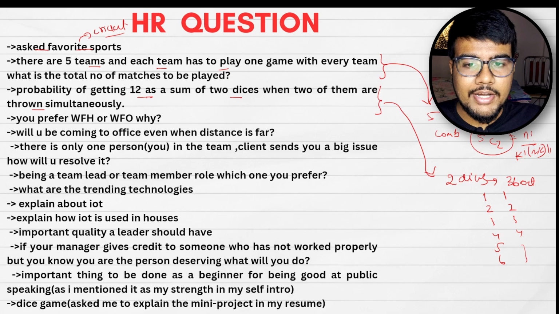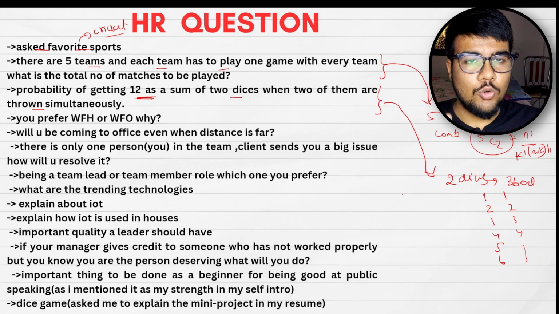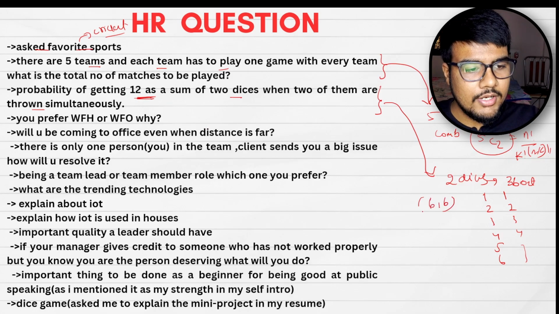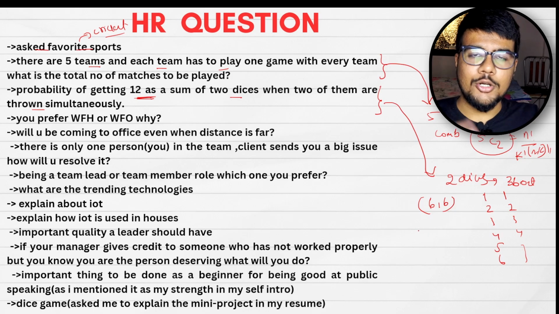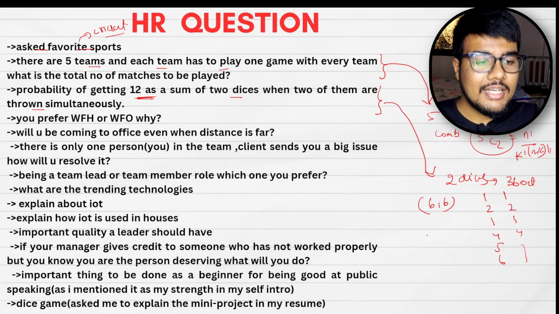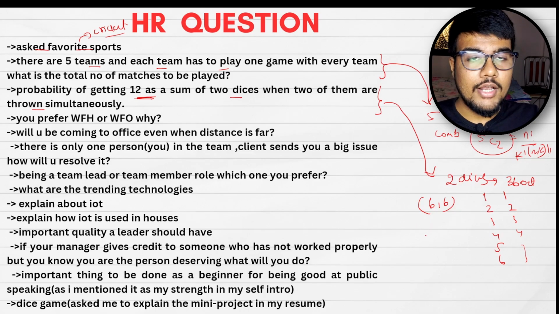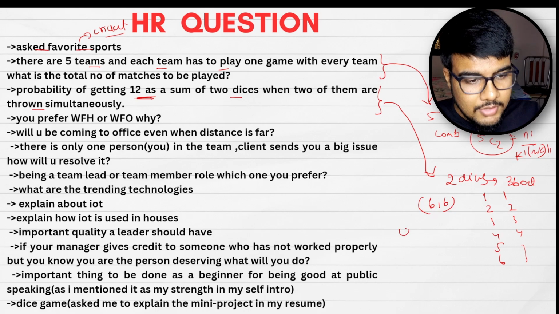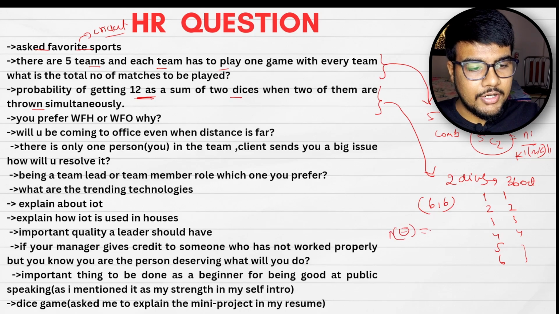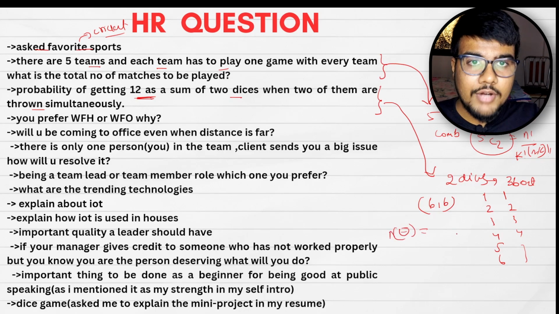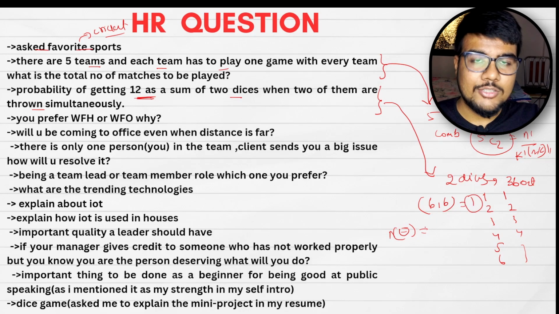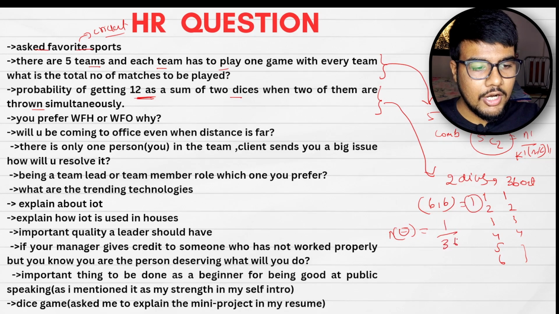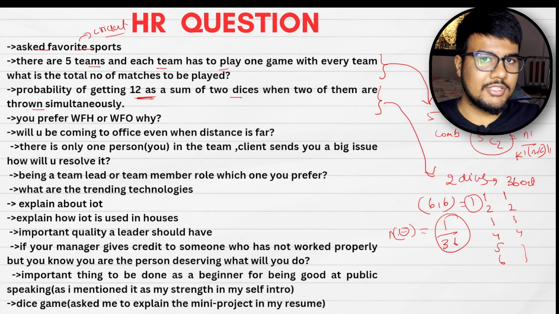Now you need to find the probability of getting the sum as 12. You get the sum as 12 when the two dice show 6 and 6. So what is the probability of getting 12 as a sum? We know the definition of probability: occurrence of the event over the total number of outcomes. The occurrence here is 1, because there is only one way of getting 12. So 1 out of 36 would be the answer to this question.